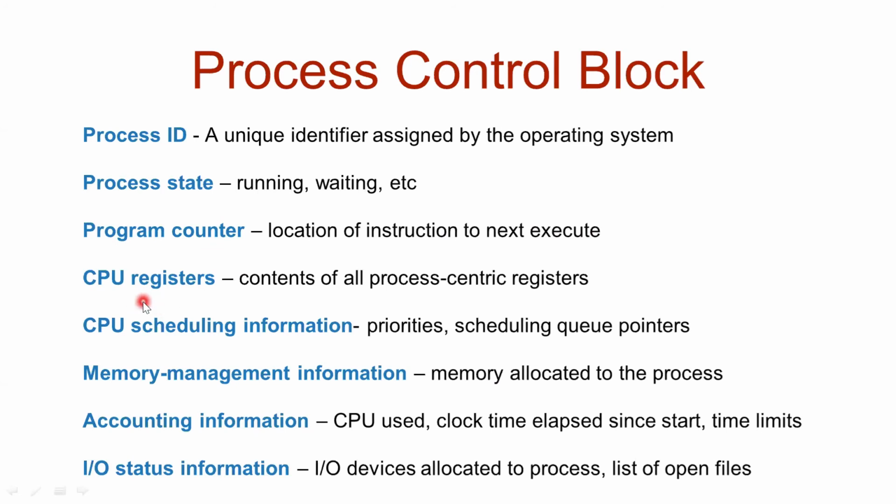Next is the CPU registers. CPU registers include accumulator, base registers, limit registers, general purpose registers, and so on. CPU scheduling information will store the priority of the process and any pointer information. Memory management information stores the values of the base and limit registers.